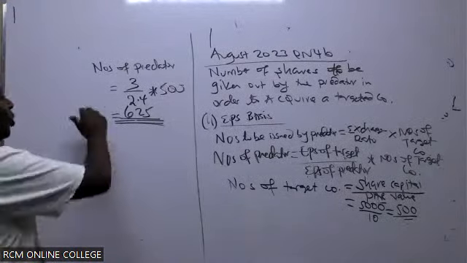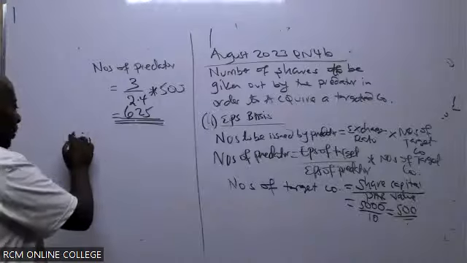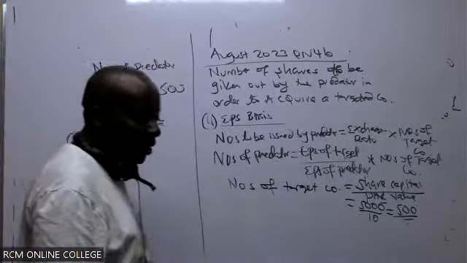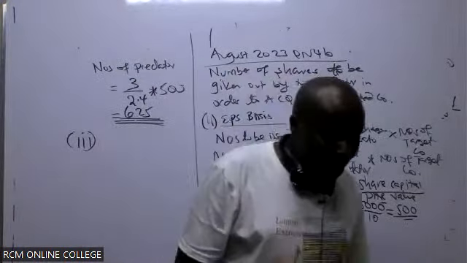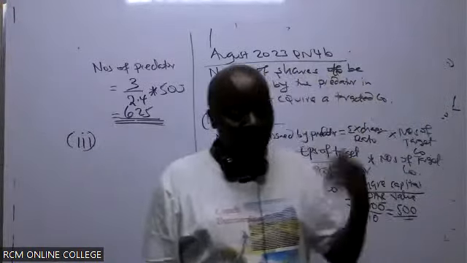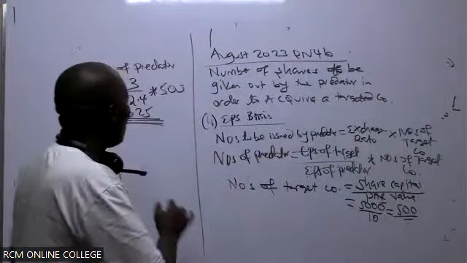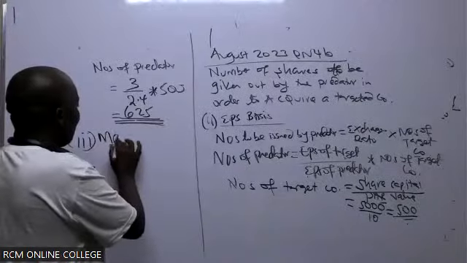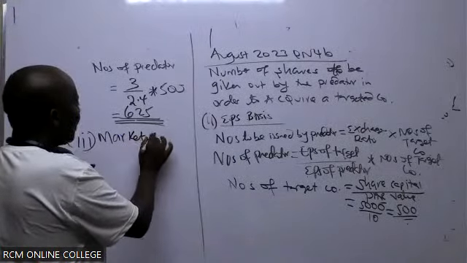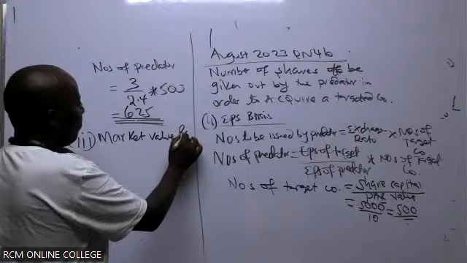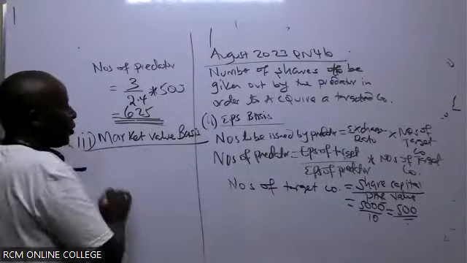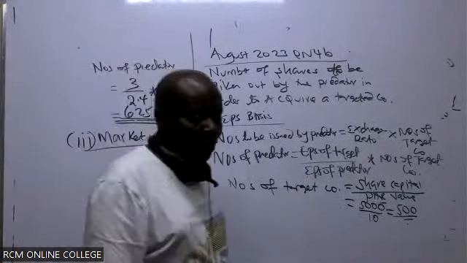Now from there, we go to another basis. So number 3, we go to another basis. This time round, they want you to use market value basis. They want you to use market value basis.